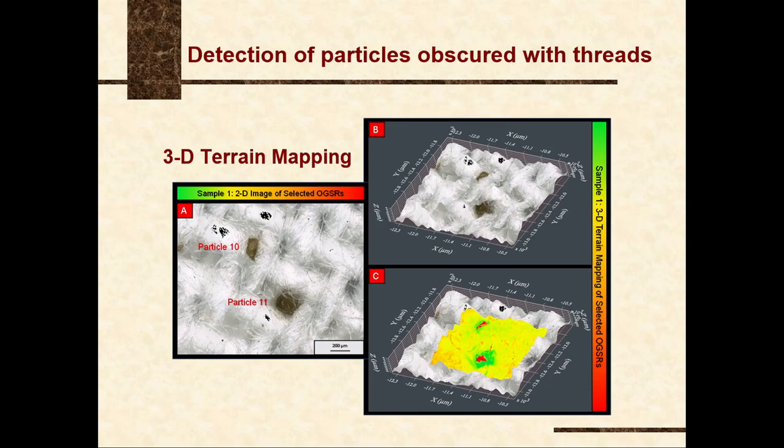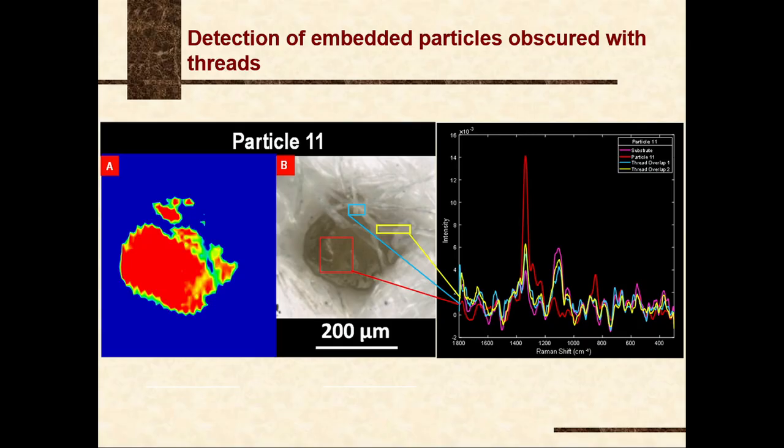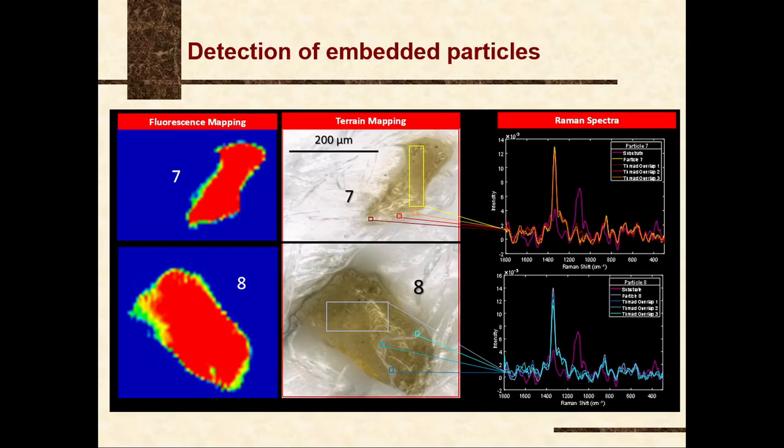That instrument also allowed three-dimensional reconstruction using a terrain approach. And you can see these three-dimensional figures, and you can see that particles are actually sort of embedded into the fabric, and they are even partially covered with fabric fibers. Nevertheless, it doesn't prevent detection of these particles with fluorescence and identification with Raman spectroscopy. Well, these particles are relatively large. They are about 100 micron size, even a little larger.